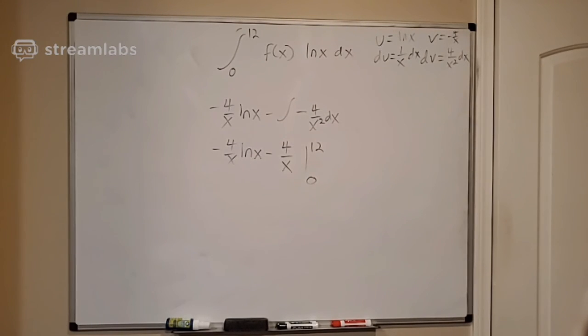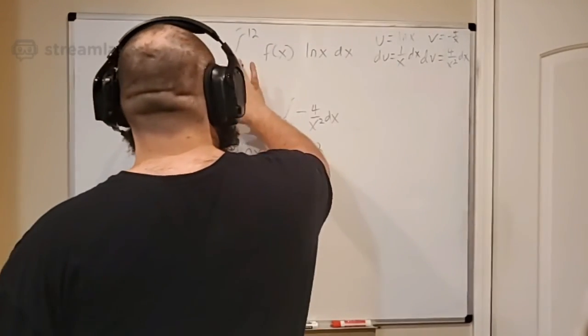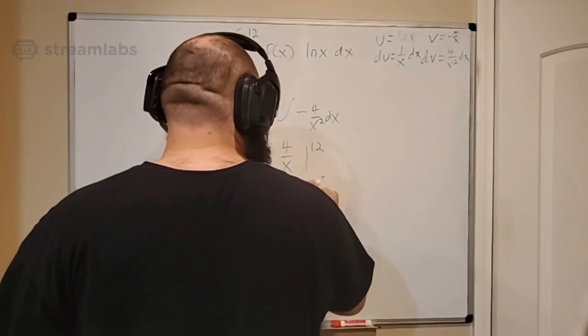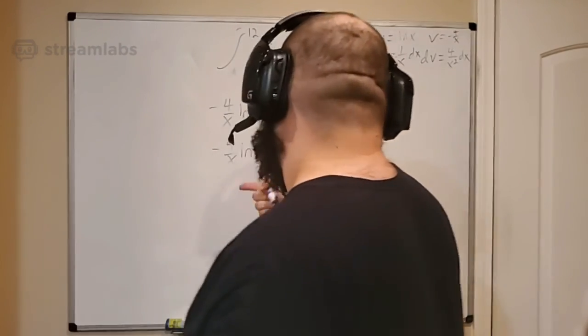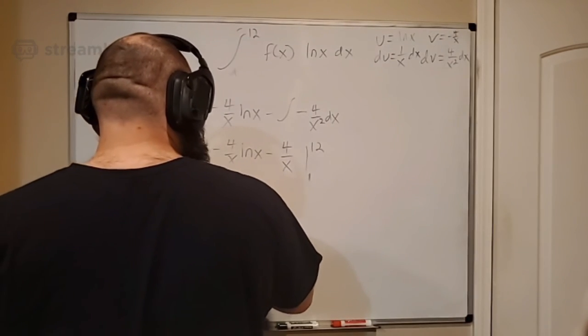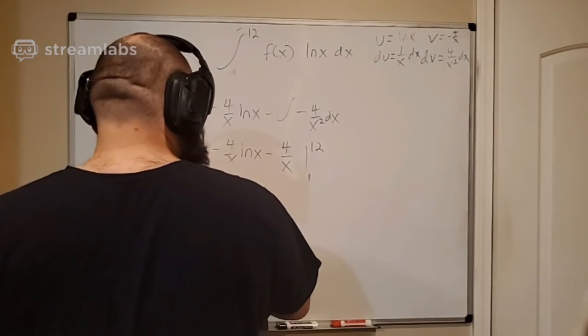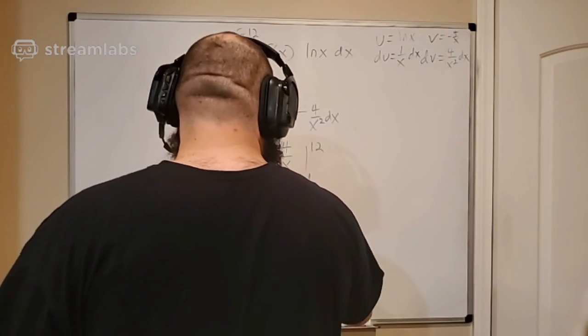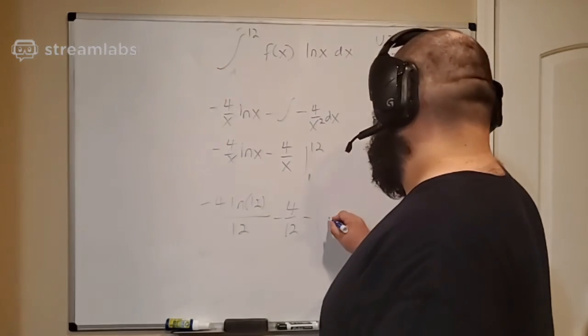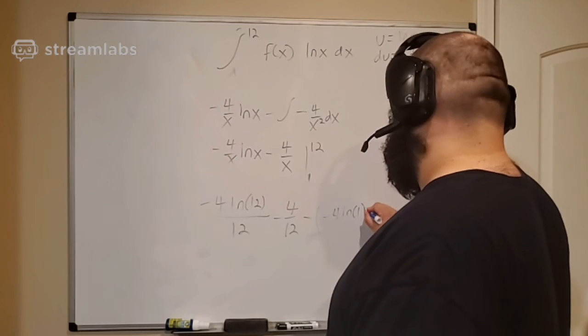Okay. Oh, it's 1 to 12, not 0. I should have realized that 0 didn't make any sense. 1. And 1. Then just plug your 12 and your 1 in. So you get negative 4 ln 12 over 12 minus 4 over 12 minus negative 4 ln 1 over 1 minus 4 over 1.